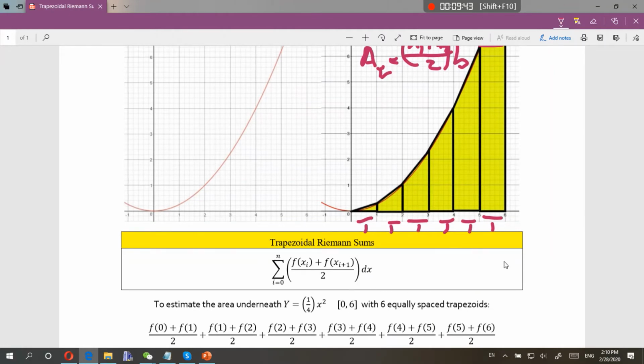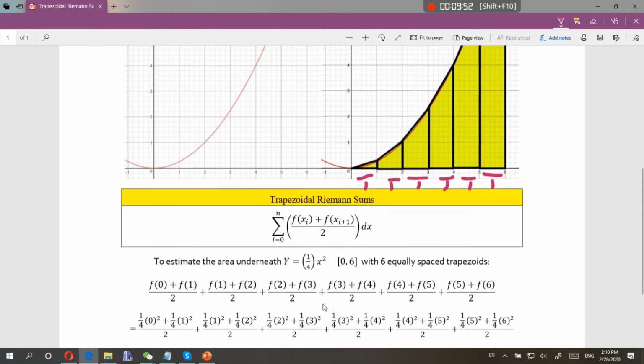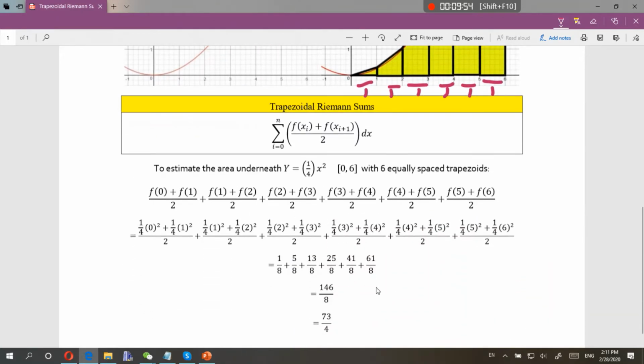So for this one, I would take my height at 0 and my height at 1 and divide by 2 to get my average, then multiply by my base of 1. Okay, if we do that for all of these, then I'll end up with 73 over 4.